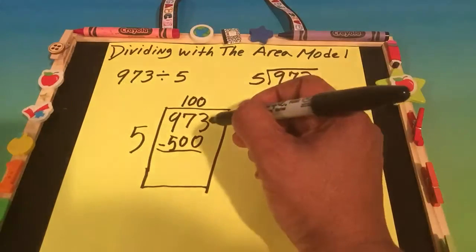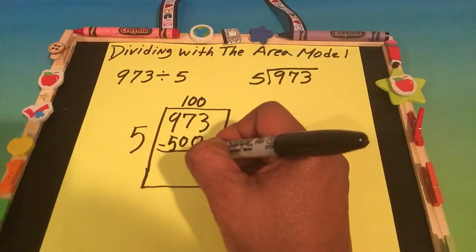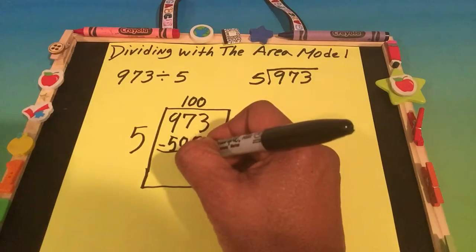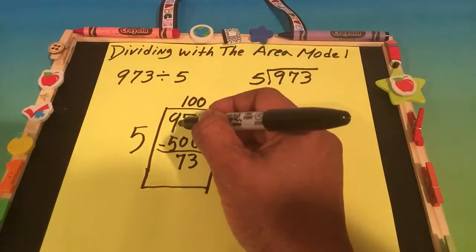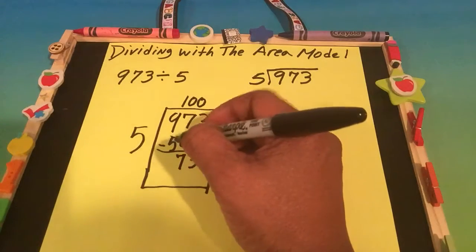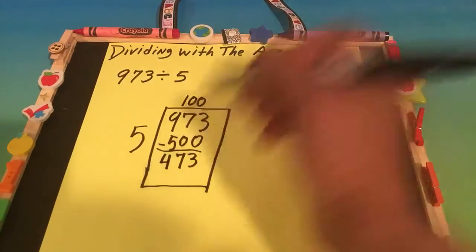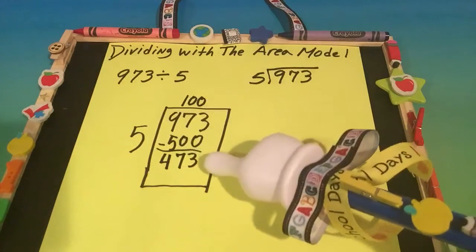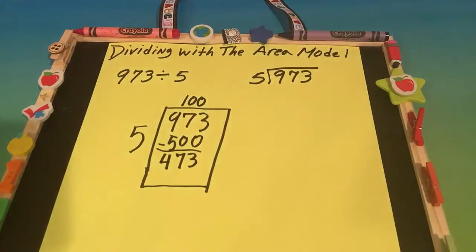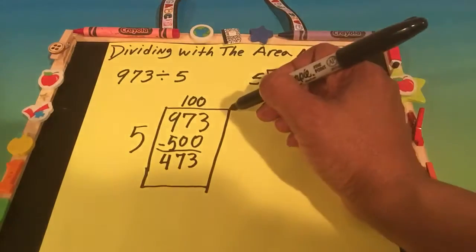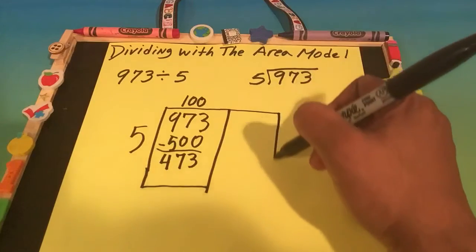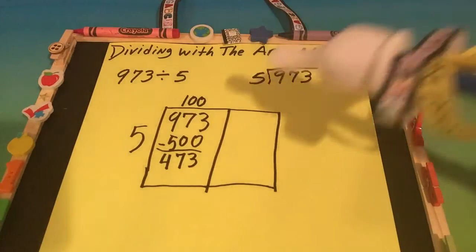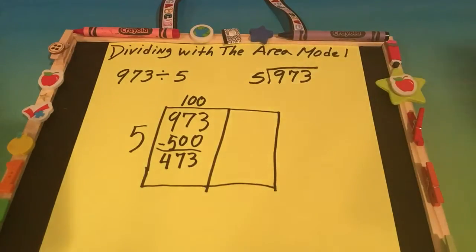First, I'll start with my ones. 3 minus 0 is 3. Then my tens, 7 minus 0, 7. My hundreds, 9 minus 5 is 4. And now I know I can still get groups of 5 out of 473. So I'll go ahead and draw another rectangle where I will place that remainder of 473 right here in the center.